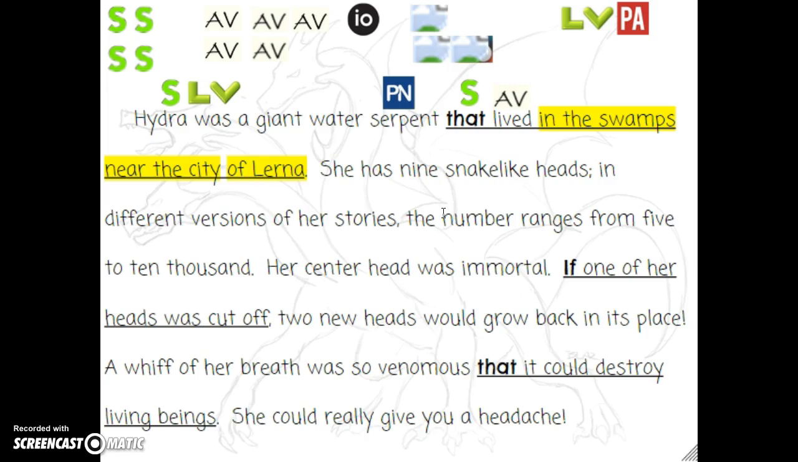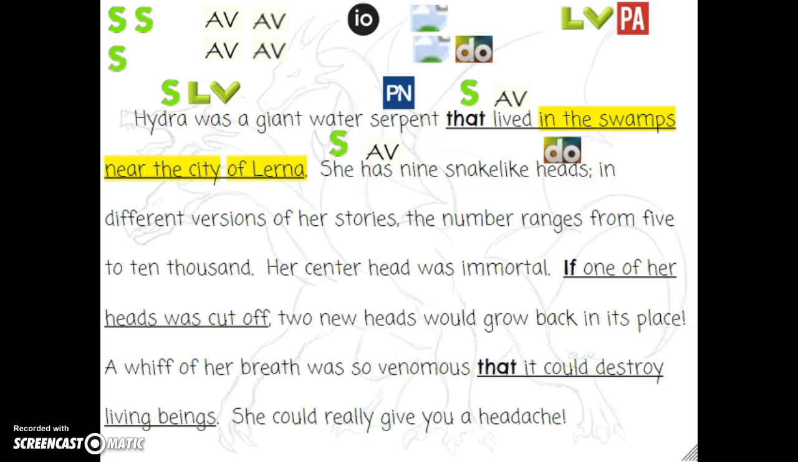I don't see any prepositional phrases in there, so I'm going to start with the subject. It is she, again referring back to the Hydra. She, and then my verb is has. I know that's not a linking verb. She has. If I have an action verb, the complement that I'm going to look for is a direct object. She has whom or what? She has heads. And then I've got some modifiers. What kind of heads? Snake-like heads. 9 heads.